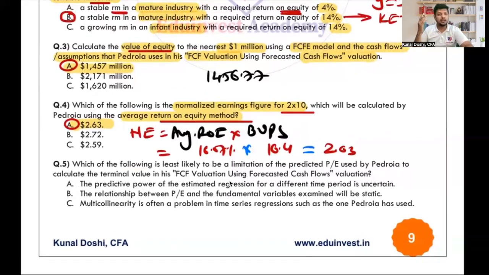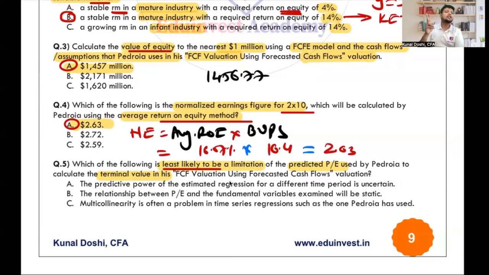Interesting. Clear, everyone? Next. Which of the following is least likely to be a limitation of the predicted PE used by Pedroia to calculate the terminal value? We use terminal value using PE based, right? Correct, correct. In his FCFE valuation. Now they are asking which one of the below is least likely a limitation. See, PE ratios have a limitation, which is that PE ratios don't capture a lot of information, right? But they have a lot of advantage. They are easy to use, right?